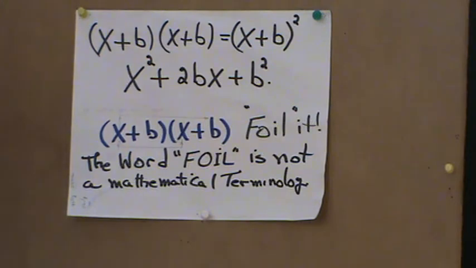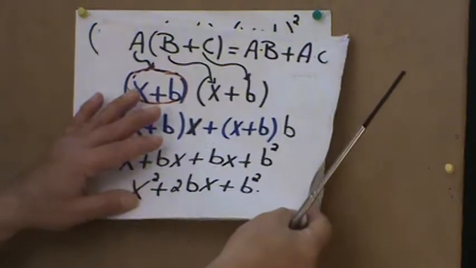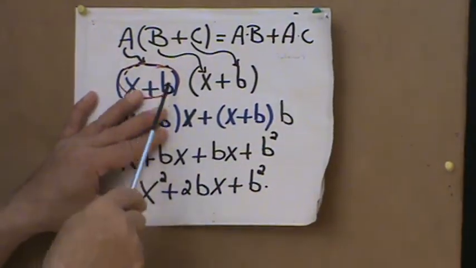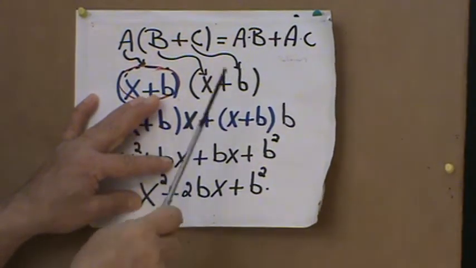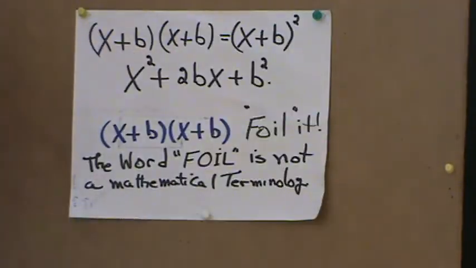Are you with me? Now, in the previous one, I used the distributive law of multiplication over addition. In this one, when I come to here, the students say, hey, why don't you multiply this by this and make life hard? Foil it, the students say. What does foil it mean? The word foil is not mathematical terminology. I don't know where it comes from. Is it aluminum foil that you foil something?